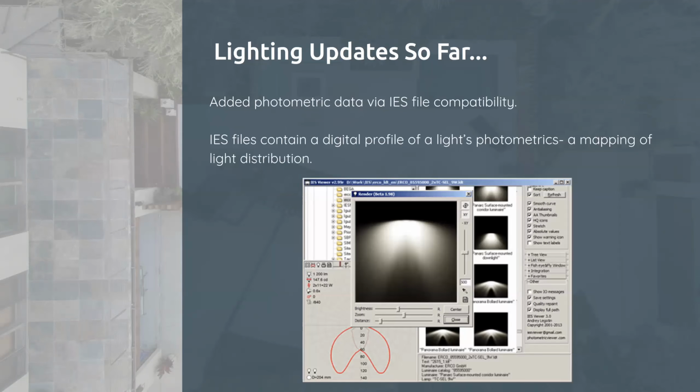We've also added photometric data via IES file compatibility. IES files contain a digital profile of a light's photometrics, which is basically just a mapping of the light distribution. And these IES files are available from the manufacturer. And we've basically added the ability to add those into CAD and then actually display a footprint of light in CAD, displaying how much light you're actually giving, so you get a good feeling for how much coverage you're going to be actually getting with that light fixture.